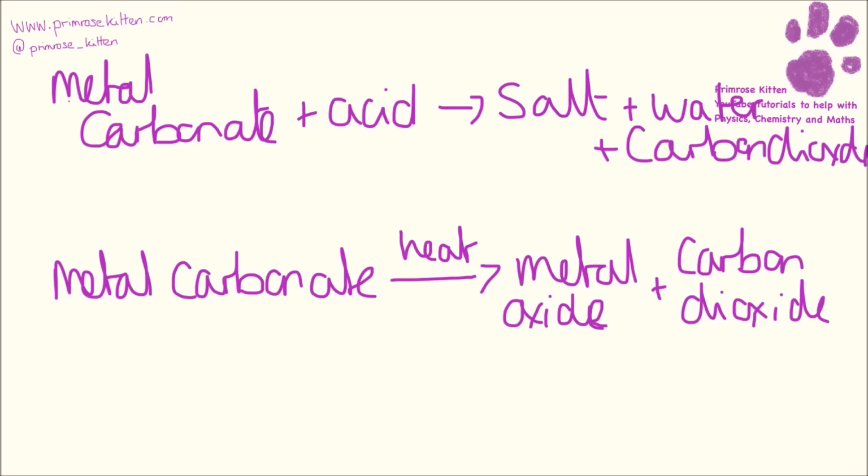You need to know that if we mix a metal carbonate with an acid, we are going to get a salt, water and carbon dioxide. Or if we heat up a metal carbonate, we are going to get a metal oxide and carbon dioxide. Now, this looks complicated, but isn't actually that bad. So all you need to do is replace the word metal with the actual metal we're looking at. So if we're talking about calcium carbonate, we just replace metal. So the calcium carbonate heated up turns into calcium oxide and carbon dioxide, or magnesium carbonate heated up turns into magnesium oxide and carbon dioxide. Just pick whichever metal they're talking about and replace the word metal with that.